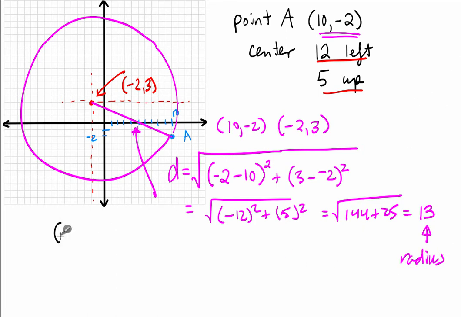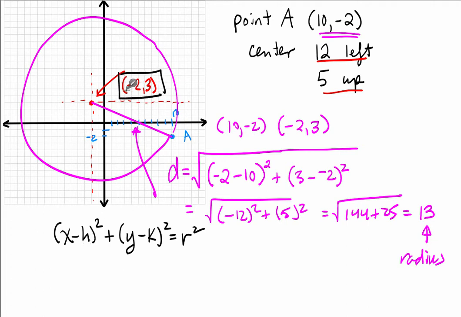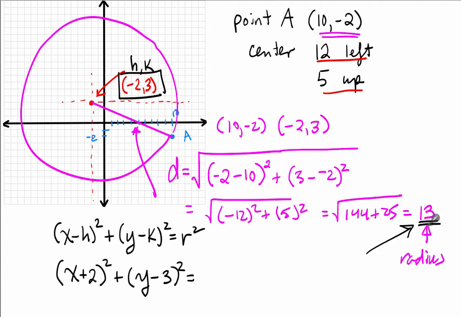Now, recalling, every circle can be written in an equation of this form: (x minus h) squared plus (y minus k) squared equals r squared. All we need to know to fill in h and k are the coordinates of the center. And so h will be -2, k will be 3. So let's start filling that in. This ends up (x minus -2), or (x plus 2) squared, plus (y minus the k value, 3) squared, equals radius squared. The radius we've just figured out is 13.